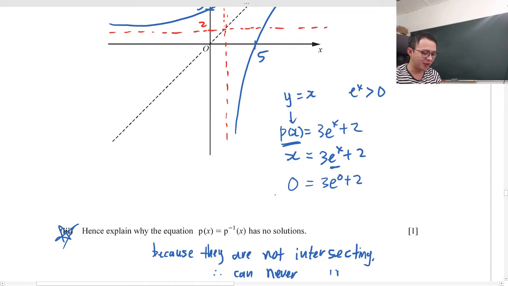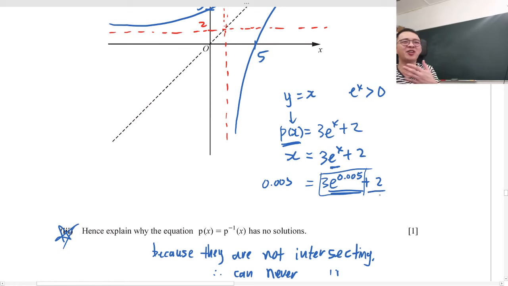In order to make them intersect, I must find a way to make both of them equal, right? And you might think, how about you insert a smaller value, something like 0.005? I say the x can be close to 0. Even if you do that, this side will change to 0.005, and here definitely it is 3 plus 2 already. No matter what, it is bigger than 5, so they will never equal each other.